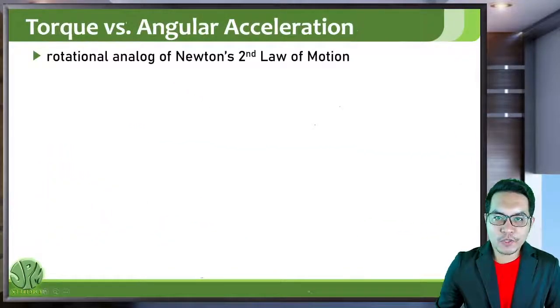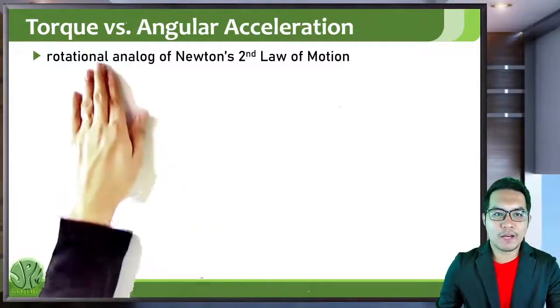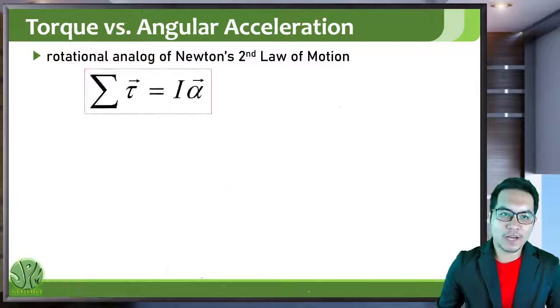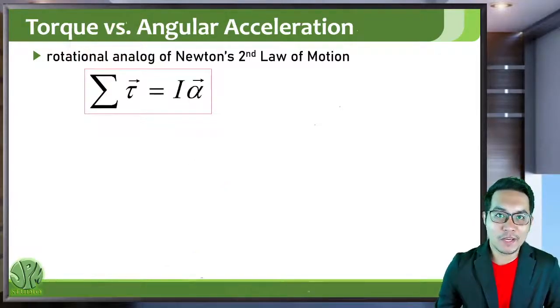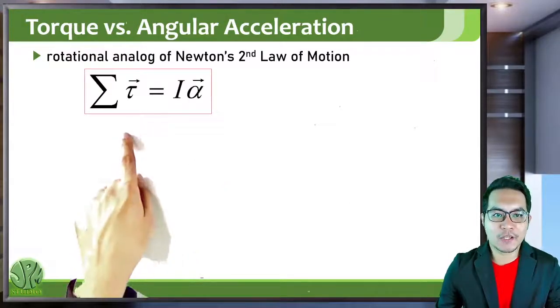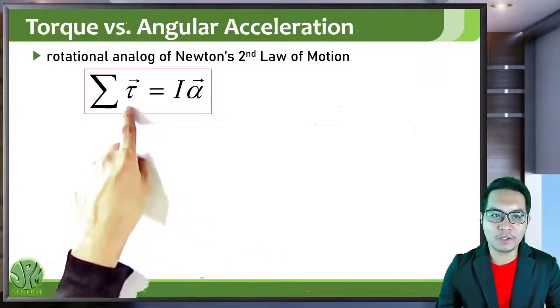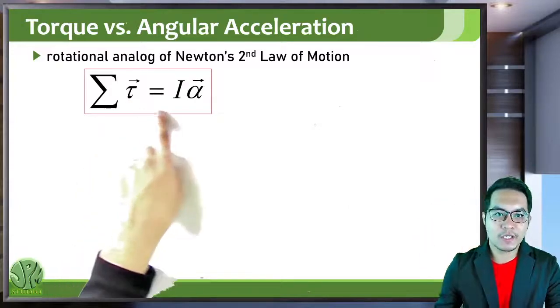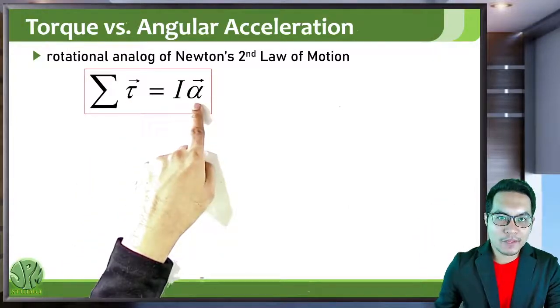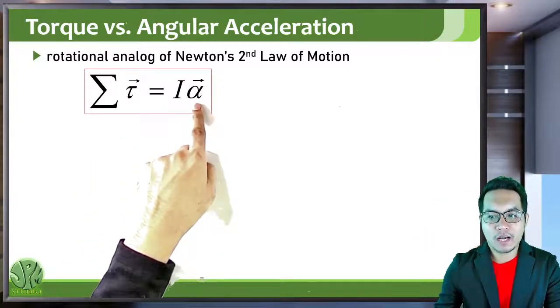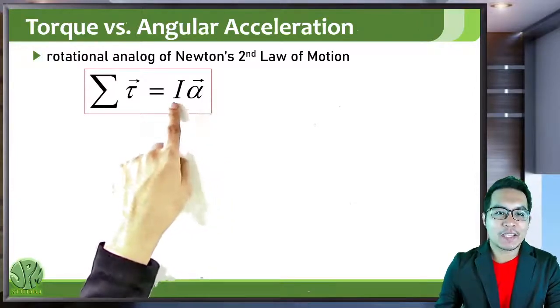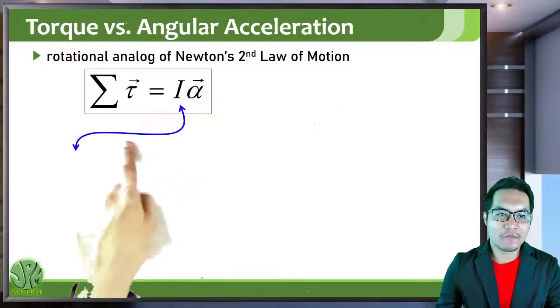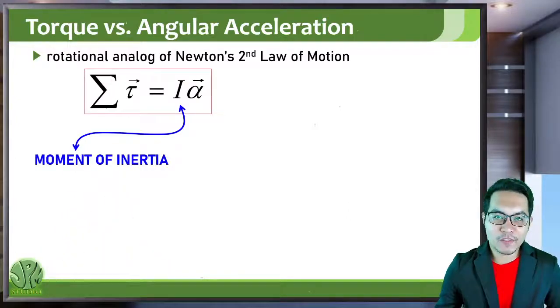So from Newton's law of motion, torque and angular acceleration also have their relationship. And actually, it's very similar to Newton's second law. So this is the rotational analog of Newton's second law of motion. The torque takes the role of force. The angular acceleration alpha takes the role of acceleration a. And the role of mass is taken by this quantity I called the moment of inertia.